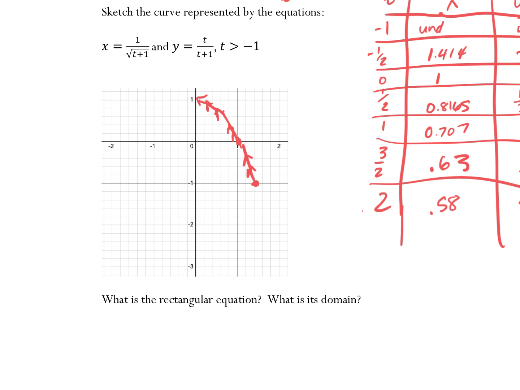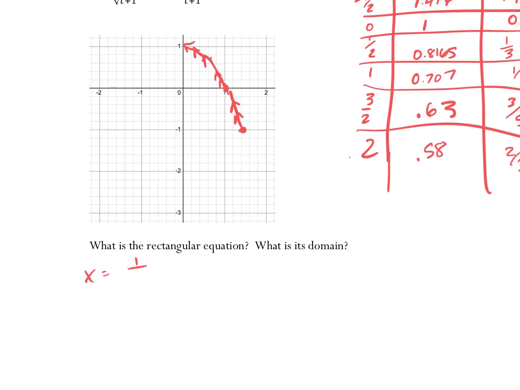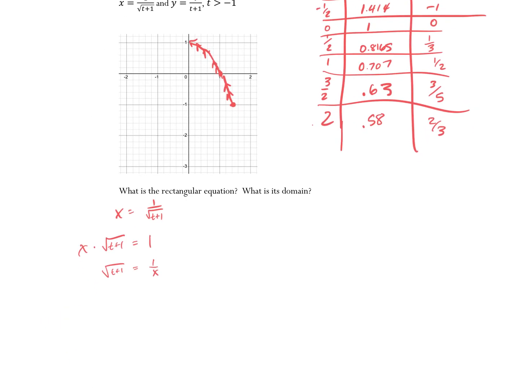I think x would be a little bit easier only because there's only one t in the x. So if I take x equals 1 over the square root of t plus 1, what's my first step to getting that t by itself? Multiply over. So I'd get x times the square root of t plus 1 equals 1. And then the square root of t plus 1 equals 1 over x. Very good. And square both sides. Subtract 1. So t equals 1 over x squared minus 1. So then I take my y equation.